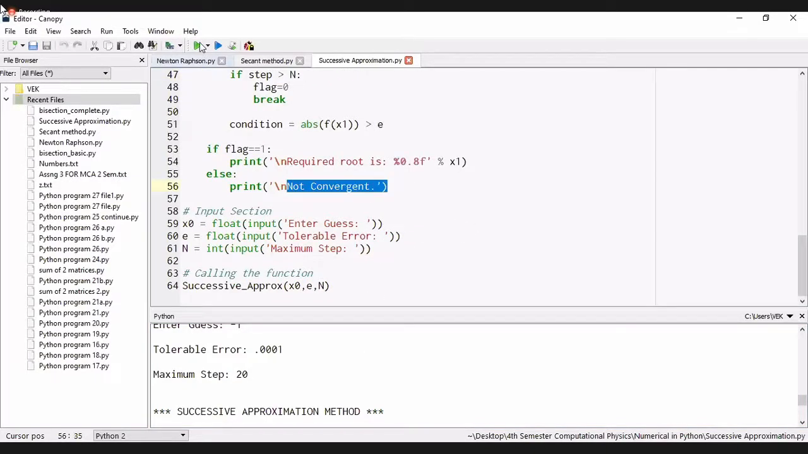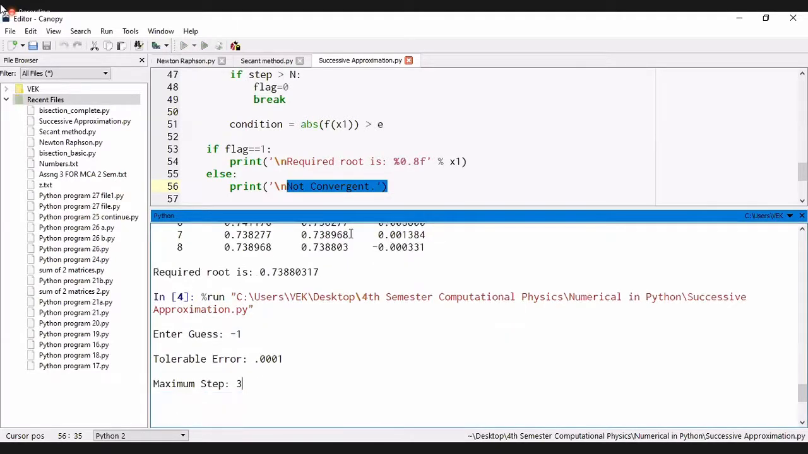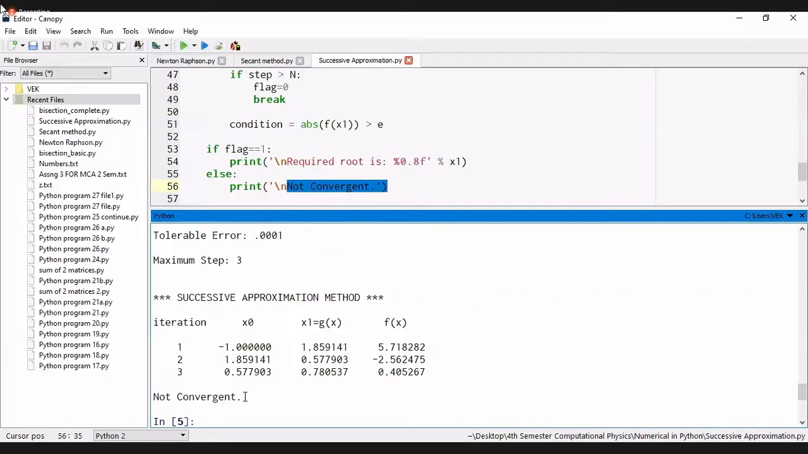Suppose in the same program, let me show you again. Initial guess minus 1. Okay. Now 0.001, something like this. Then maximum steps, let me say 3. Because as we know, this will continue up to 8 times. If I mention 3, this will give a message. See here, not convergence, like this. So again, as I told you, this is the way to terminate our loop.